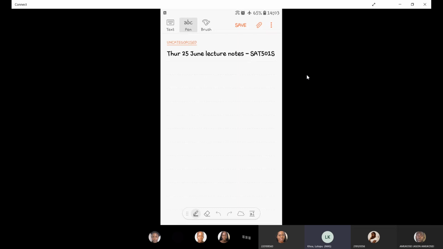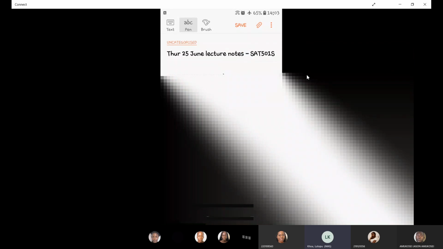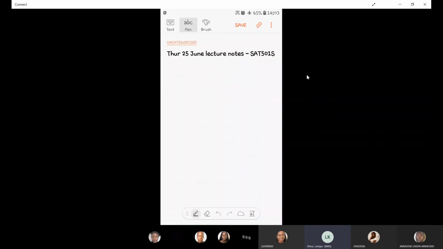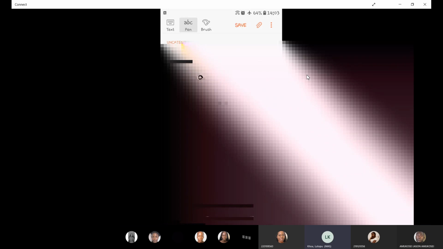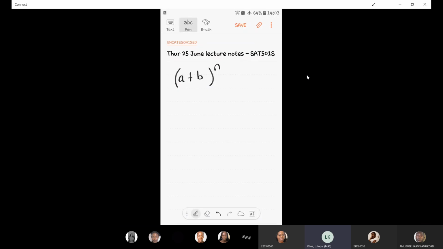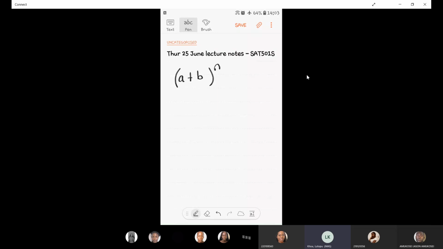Okay, today we will look at the binomial expansion. Now, what the binomial expansion is: you will have a bracket like this to the power of n, and then you have two terms inside. And we want to expand this. When n is a small number, it's pretty easy to do.